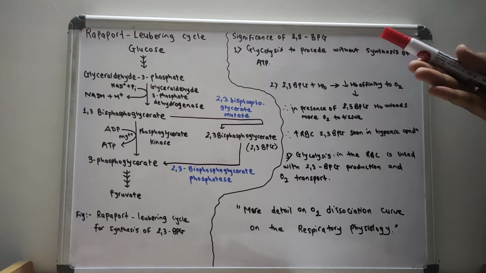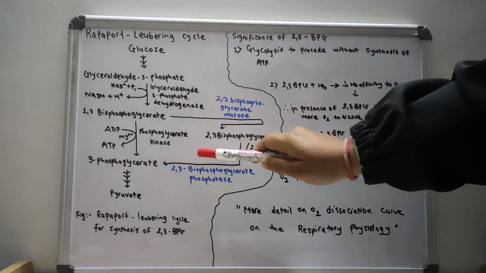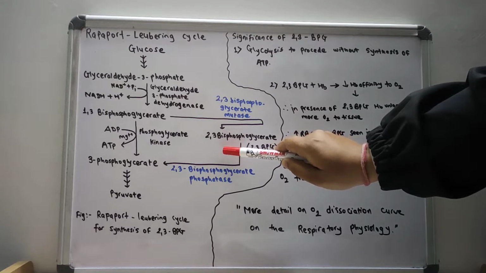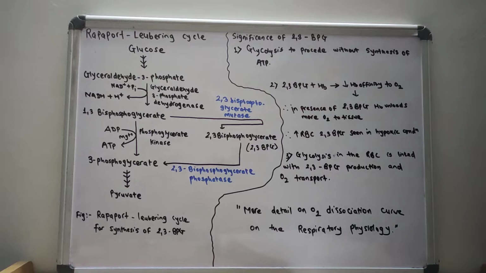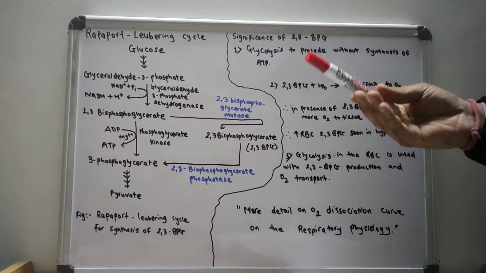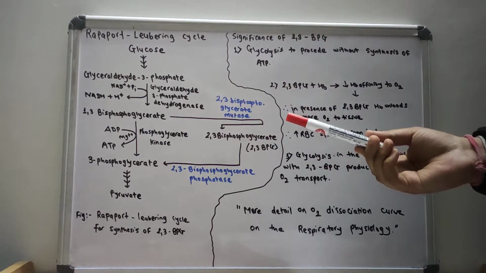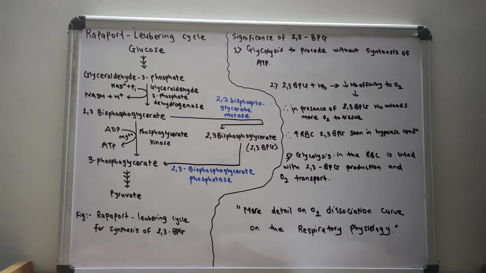So this cycle is mainly concerned with the synthesis of 2,3 bisphosphoglycerate. This is the key substrate. This is the key synthesis of the Rapaport-Leubering cycle. So 1,3 bisphosphoglycerate, which is produced in the glycolysis, is converted to 2,3 bisphosphoglycerate by the enzyme 2,3 bisphosphoglycerate mutase.